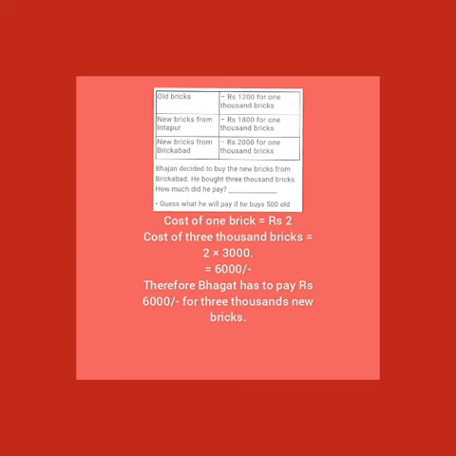Let's see here. Cost of 1 brick equals rupees 2. Cost of 3000 bricks equals 2 into 3000, because they want 3000 bricks. Yes, 2 into 3000 equals 6000. Therefore, Bhajan has to pay rupees 6000 for 3000 new bricks. Can you understand? Next question.